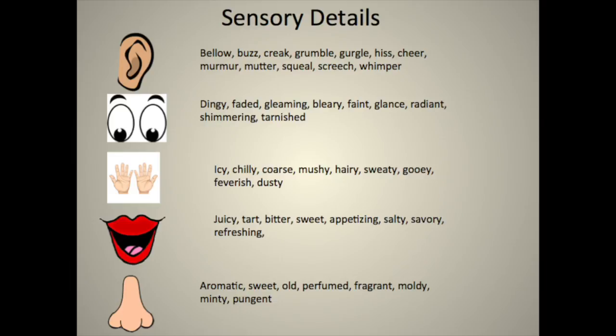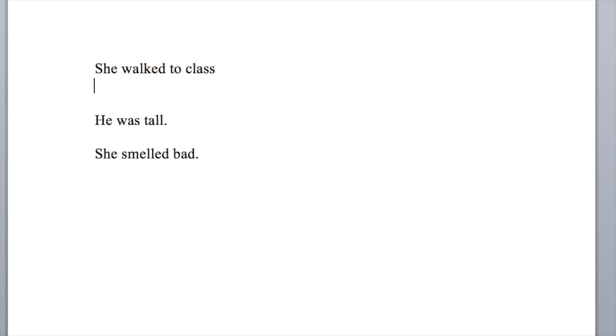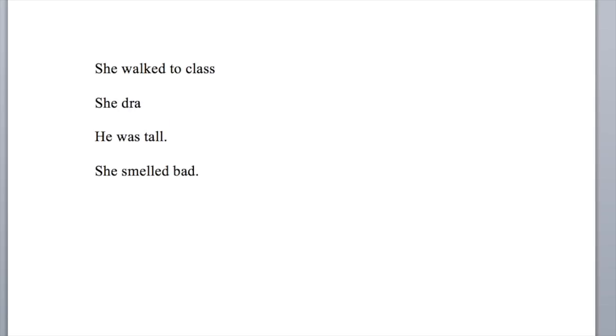Next, let's look at some sentences before and after they've had sensory detail added to them. So here we have 3 sentences with very vague descriptions. She walked to class, he was tall, and she smelled bad. We know what tall is and we know what bad is, but these are so vague, there's no way that we can imagine what this person is trying to actually tell us. So let's add some detail to these.